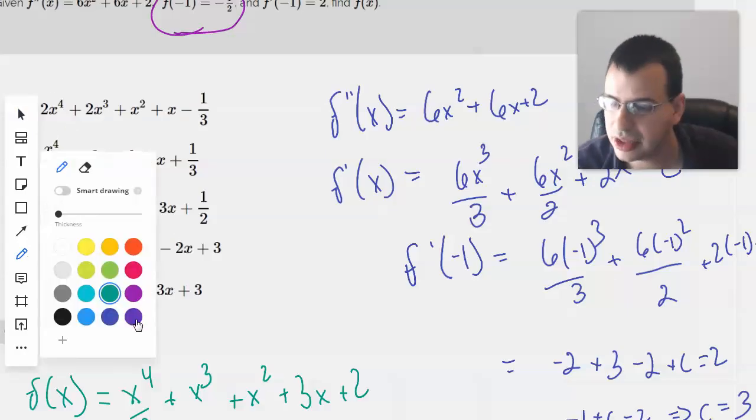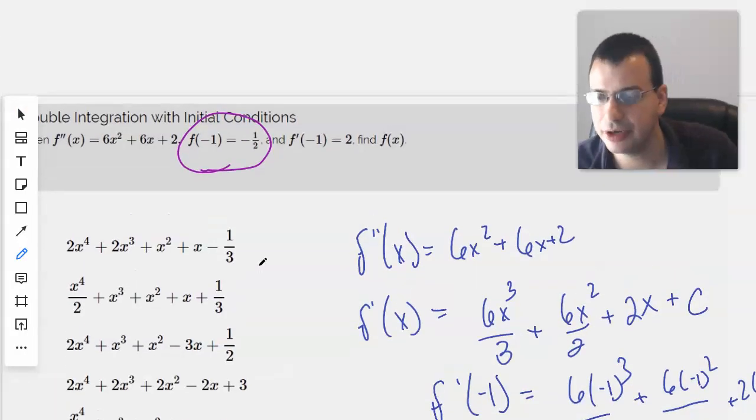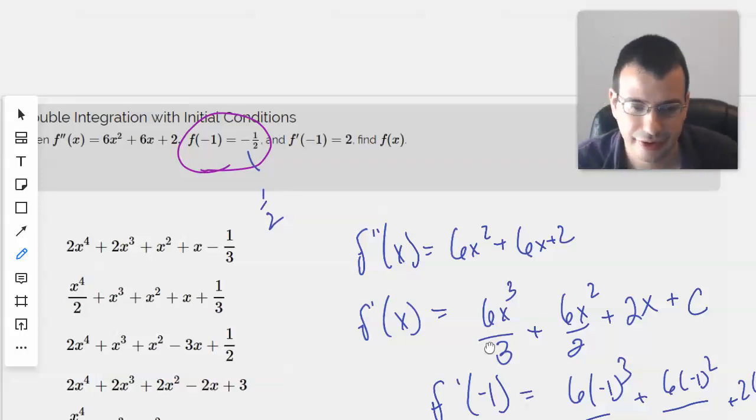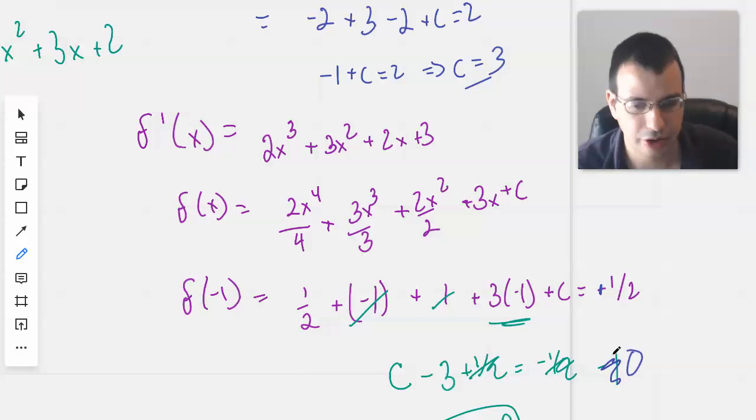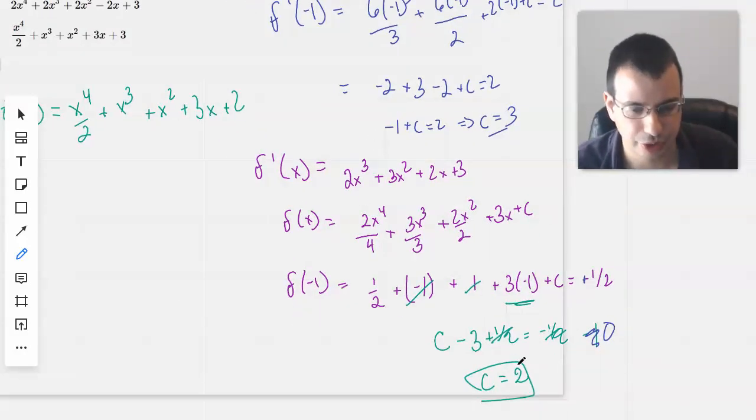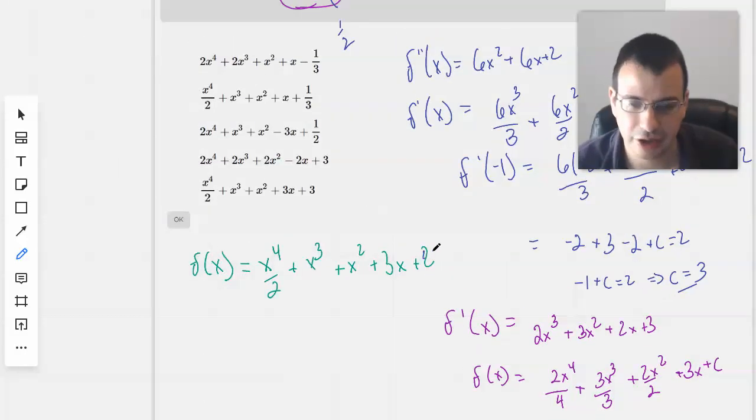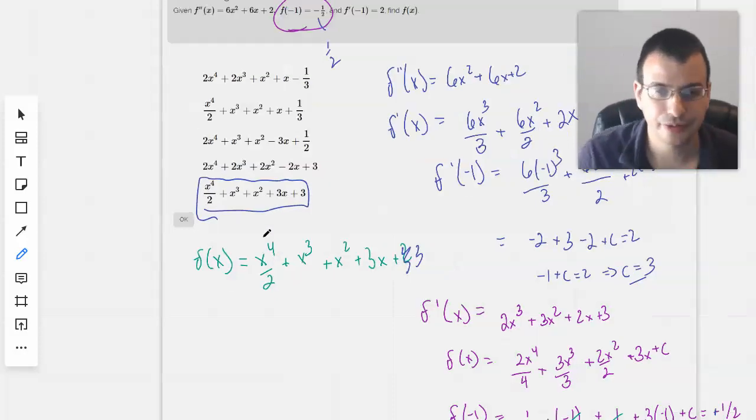So what I think is, this guy up here is actually supposed to be positive 1/2. And so what happens is down here then we have positive 1/2 gives us 0, which gives us c equals 3, which gives us over here c equals 3. And so the answer should be this guy right here.